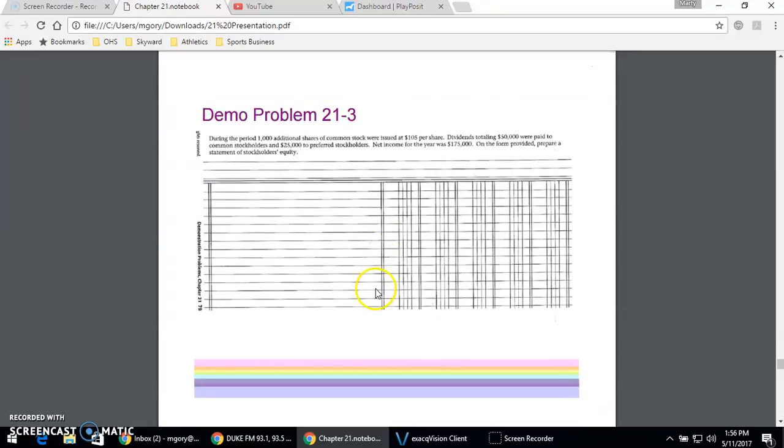Problem 21-3 is a demo problem where we will be constructing a statement of stockholders' equity, and we will get our chance to do this together in class.